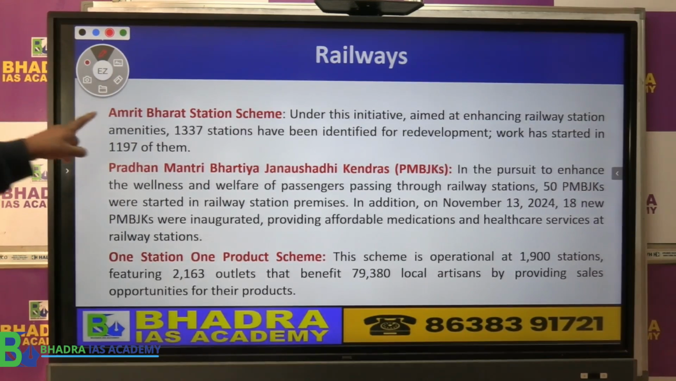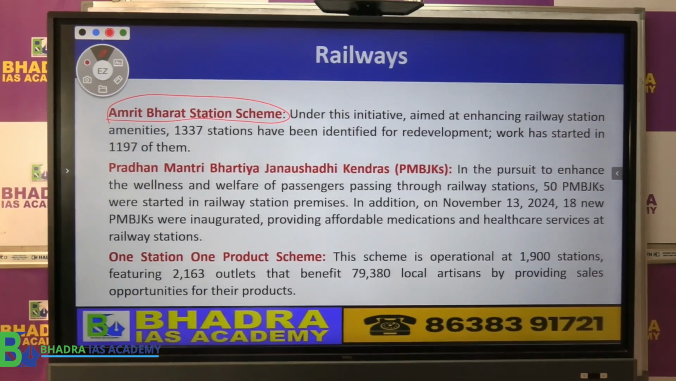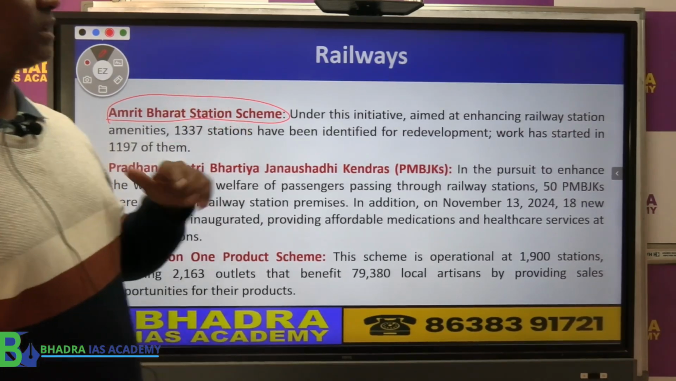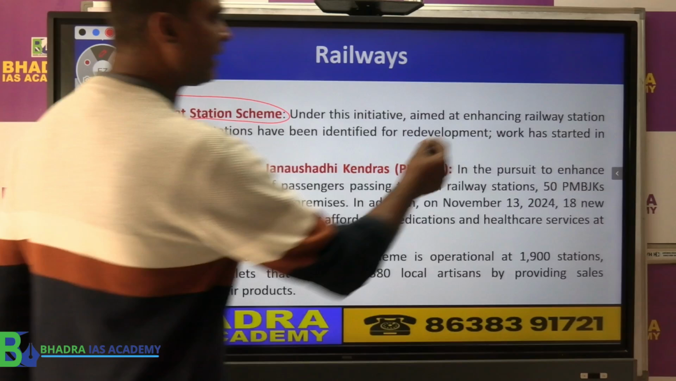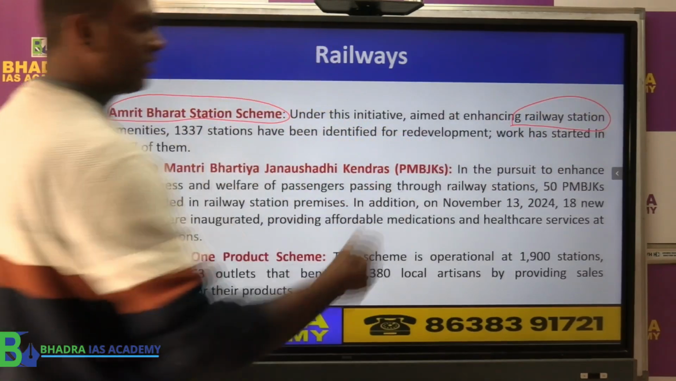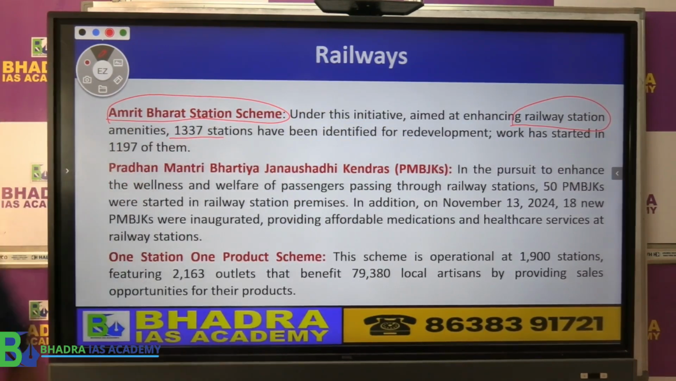First one, the Amrit Bharat Station scheme. Under this scheme, the government is basically trying to improve the facilities at the railway station. 1337 stations have been identified for redevelopment and work has also started.